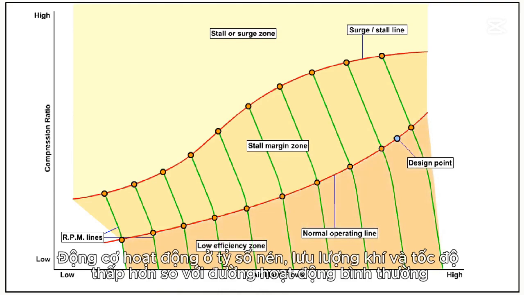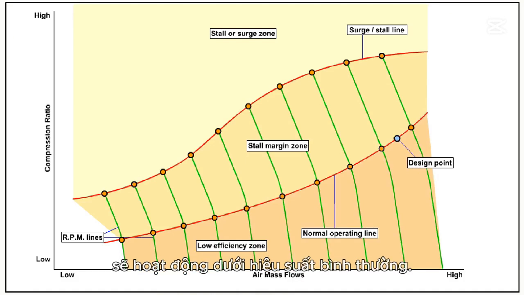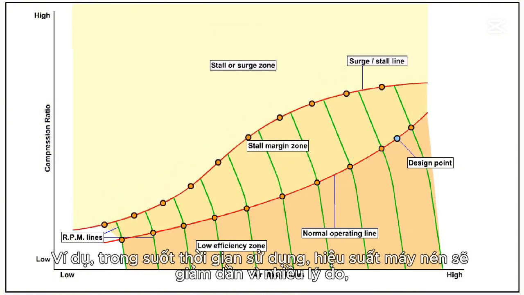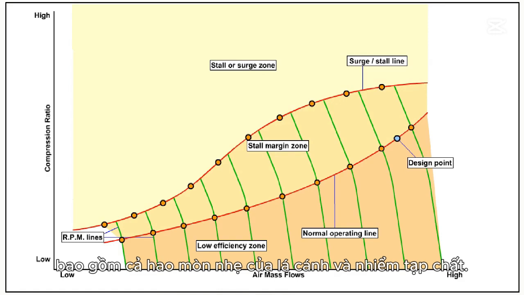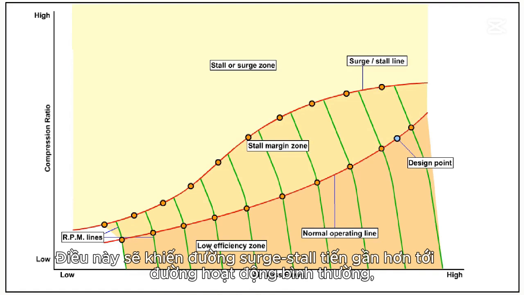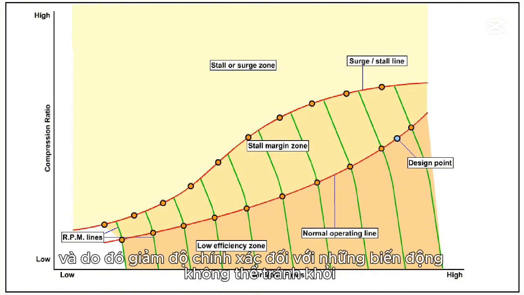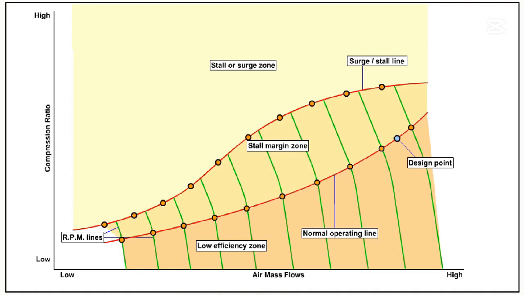An engine operating at compression ratios, mass airflows, and RPMs that fall below the normal operating line will be operating below its normal efficiency. For instance, throughout its service life, the compressor efficiency will, for various reasons, including minor blade deterioration and contamination, become lower and lower. This will cause the surge-stall line to move closer to the normal operating line, reducing the size of the stall margin zone, and thus reducing the tolerance which was initially allowed for those inevitable fluctuations in the weather and fuel system management.